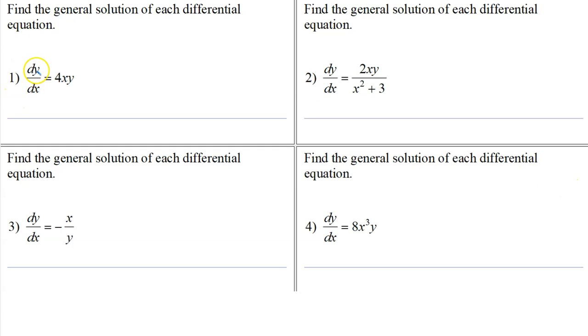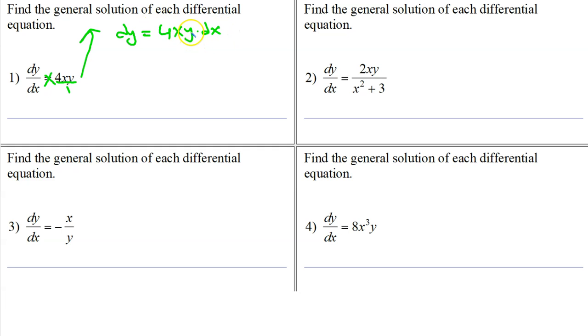In the first problem we have dy over dx is equal to 4 times x times y. So again, we're going to do cross multiplication, but there's an invisible 1 right here. So when I do the cross multiplication, what I'm going to get is dy equals 4xy times dx. Alright, so on the right hand side we have 4x and dx. Okay, but we have to get rid of this.